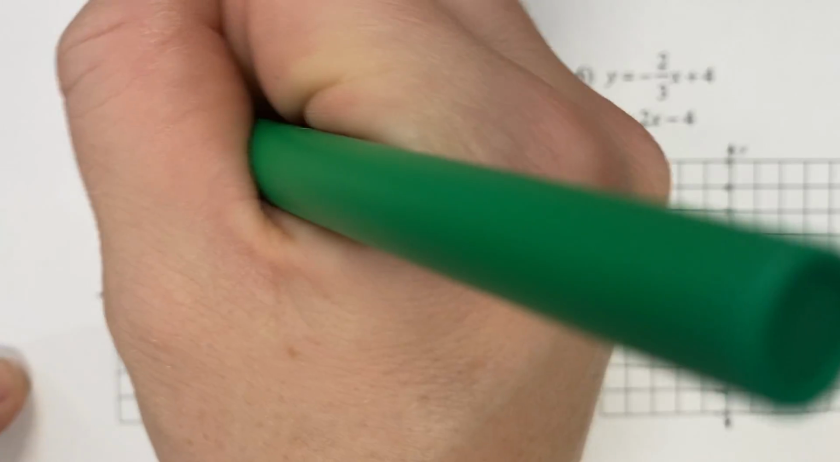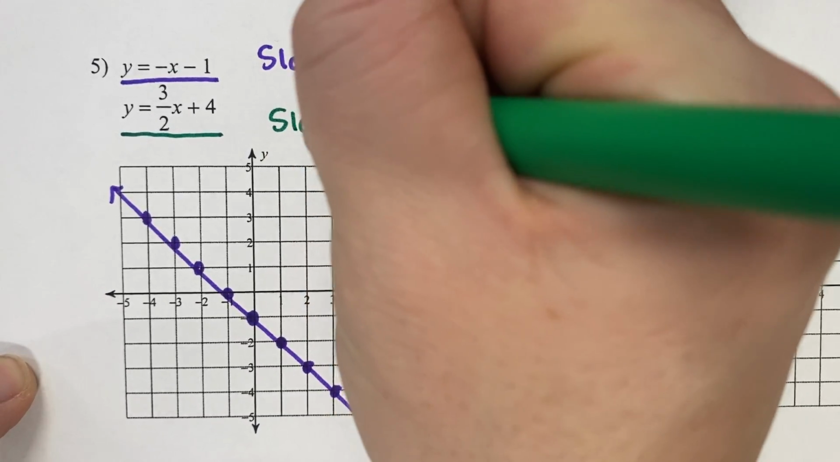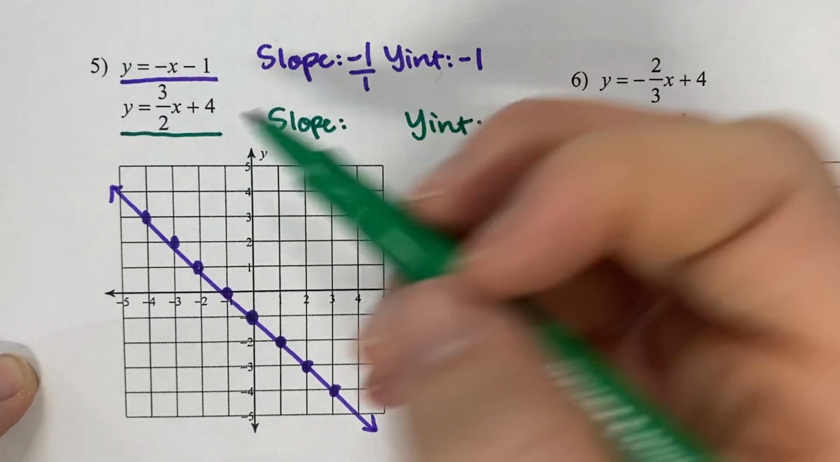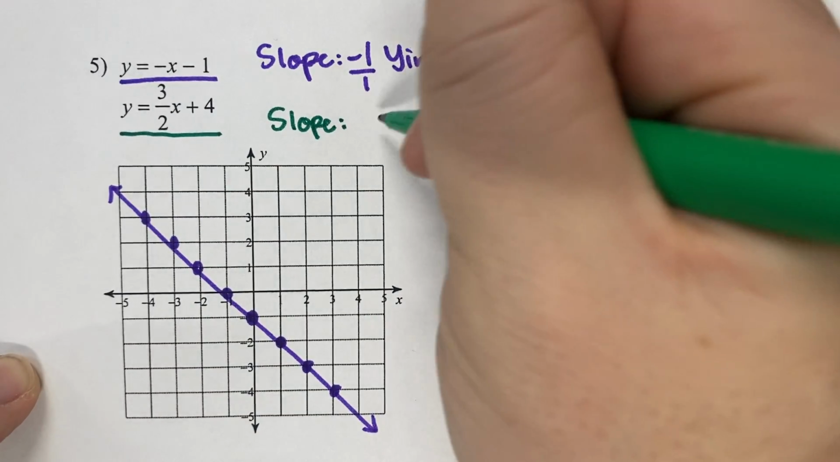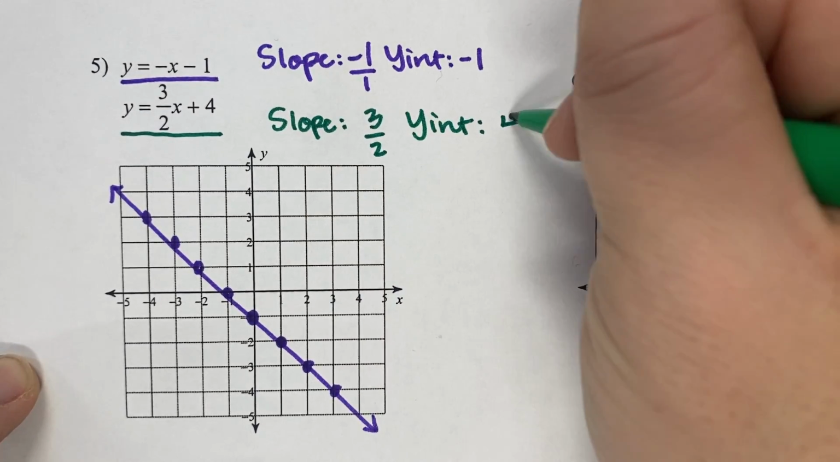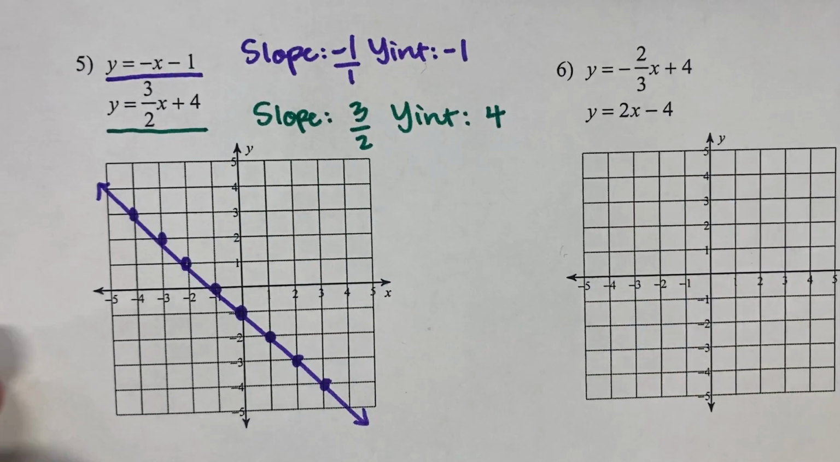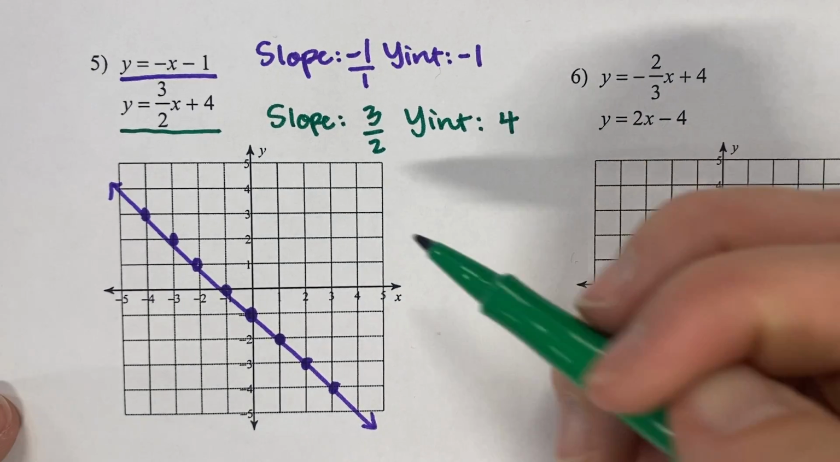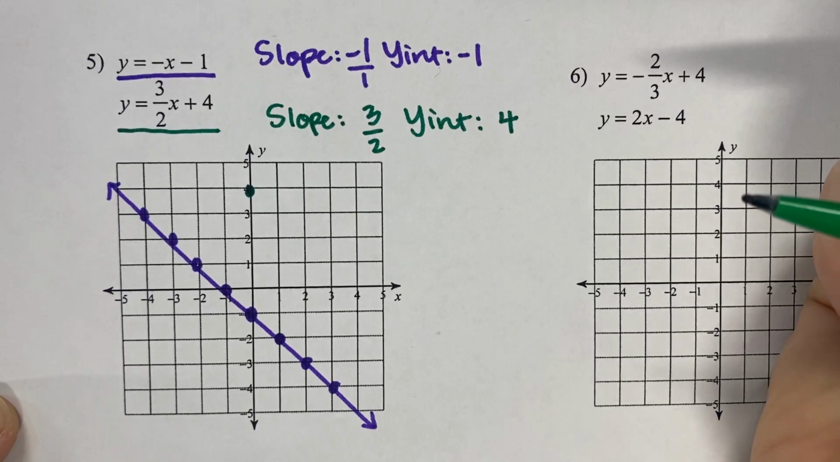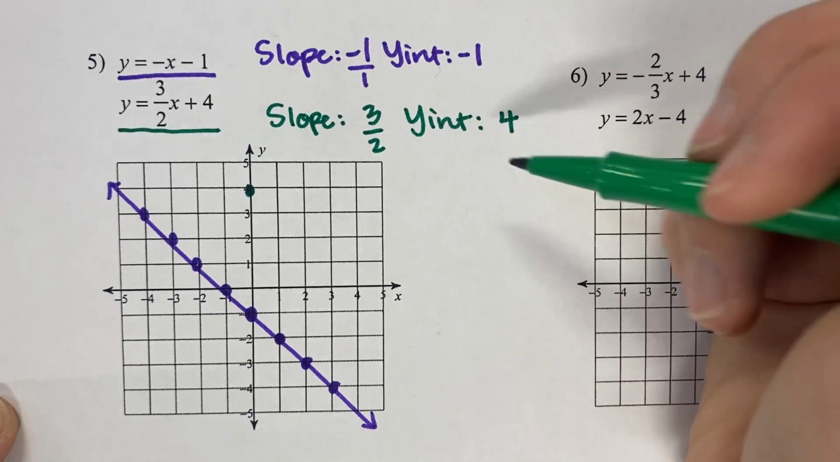Okay, now let's look at our green line. Identify our slope and our y-intercept. So my slope, right in front of my x, 3 over 2. And my y-intercept, +4. Okay, so we always start with our y-intercept, so find +4 on your y-axis. It's going to be right there. And now let's use our slope to count to our next point.